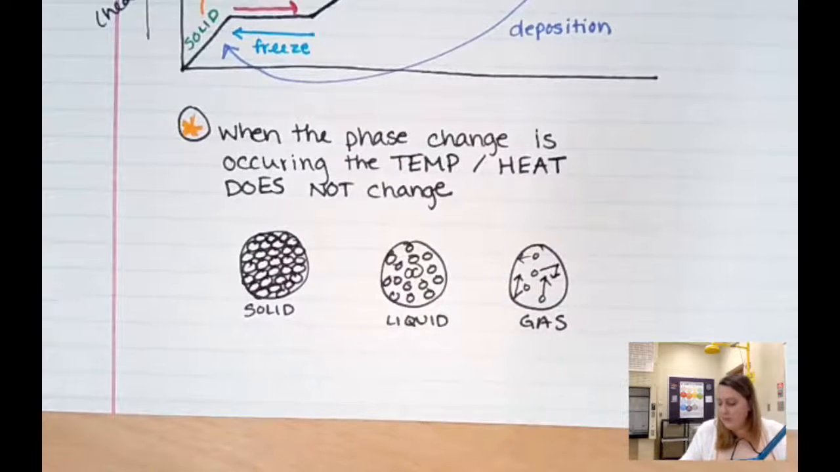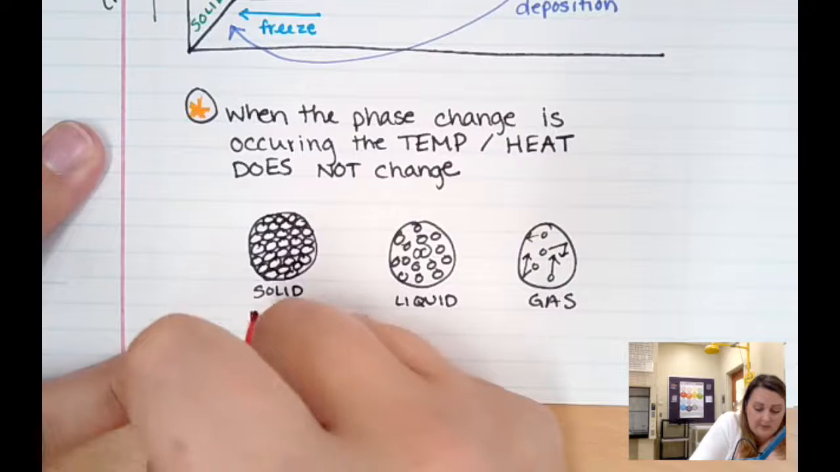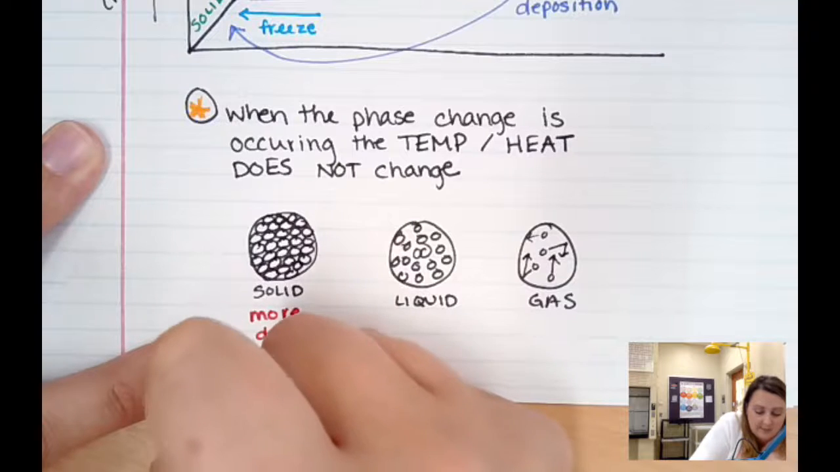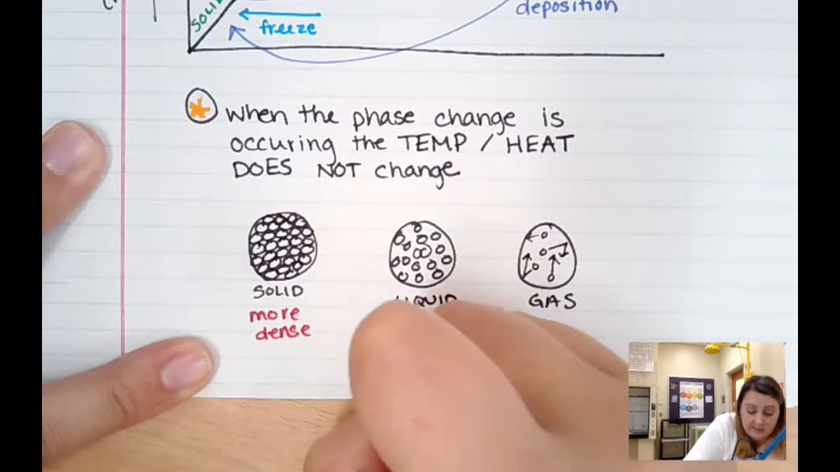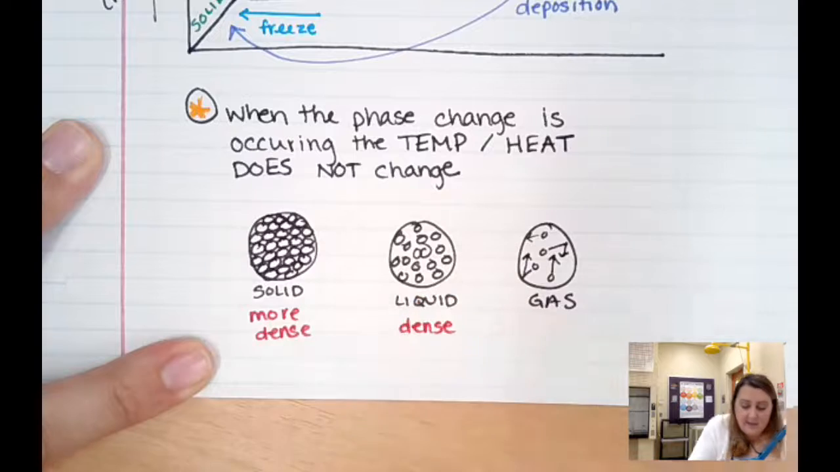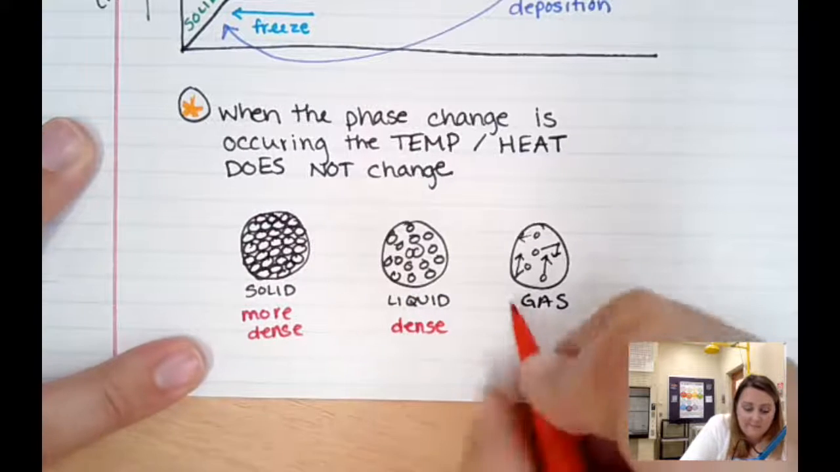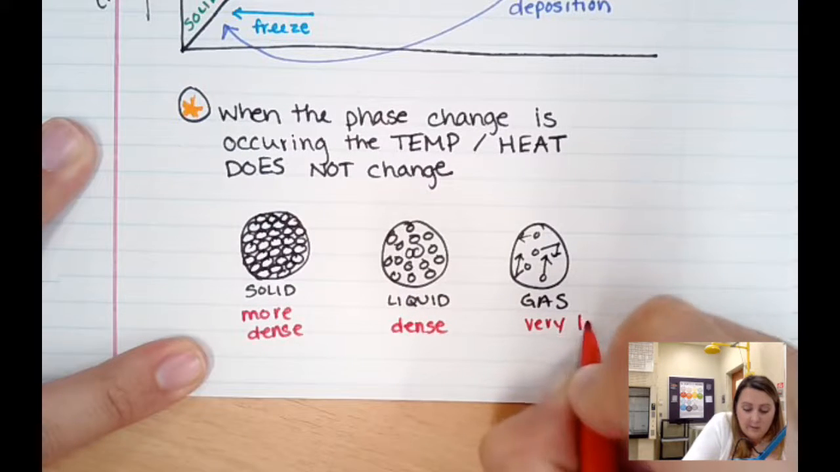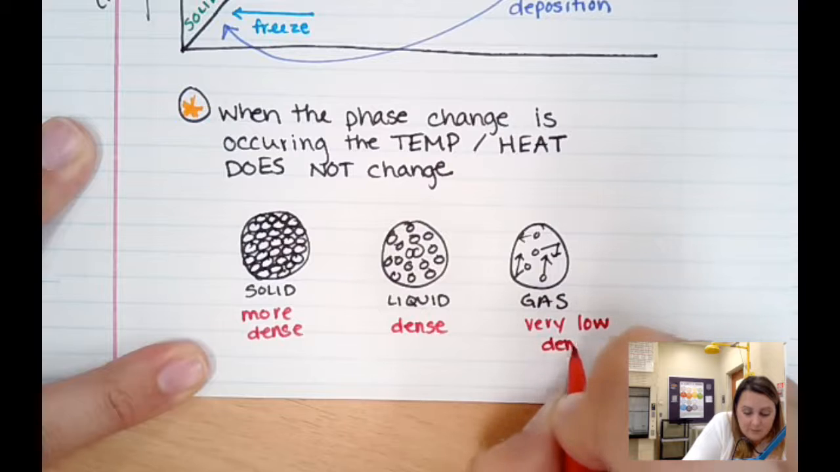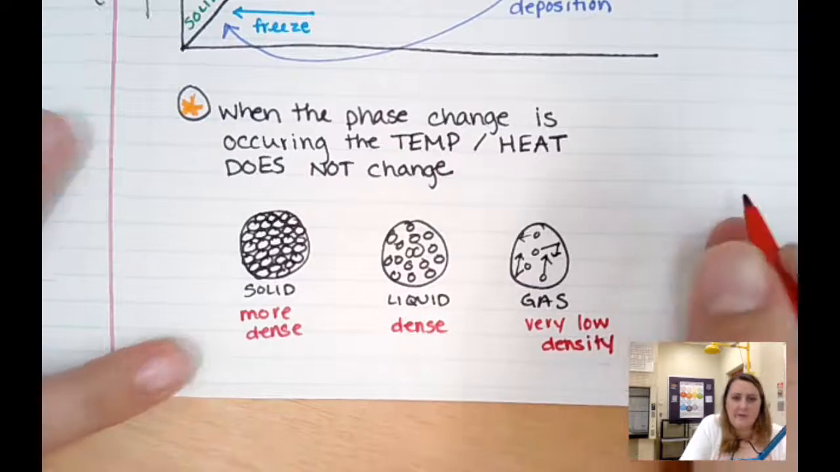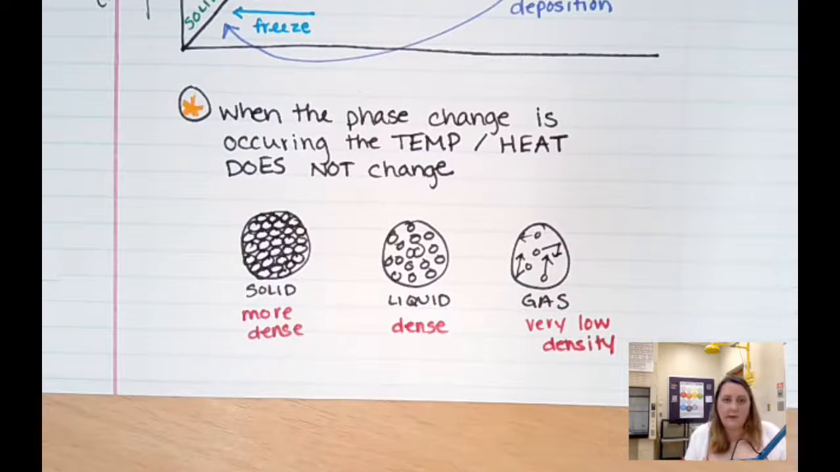To tie this into what we have previously learned, the solid phase, we would say, is more dense. And yeah, the liquid is still pretty dense. And the gas has a very low density, because density is the measure of how many particles in one area of space.